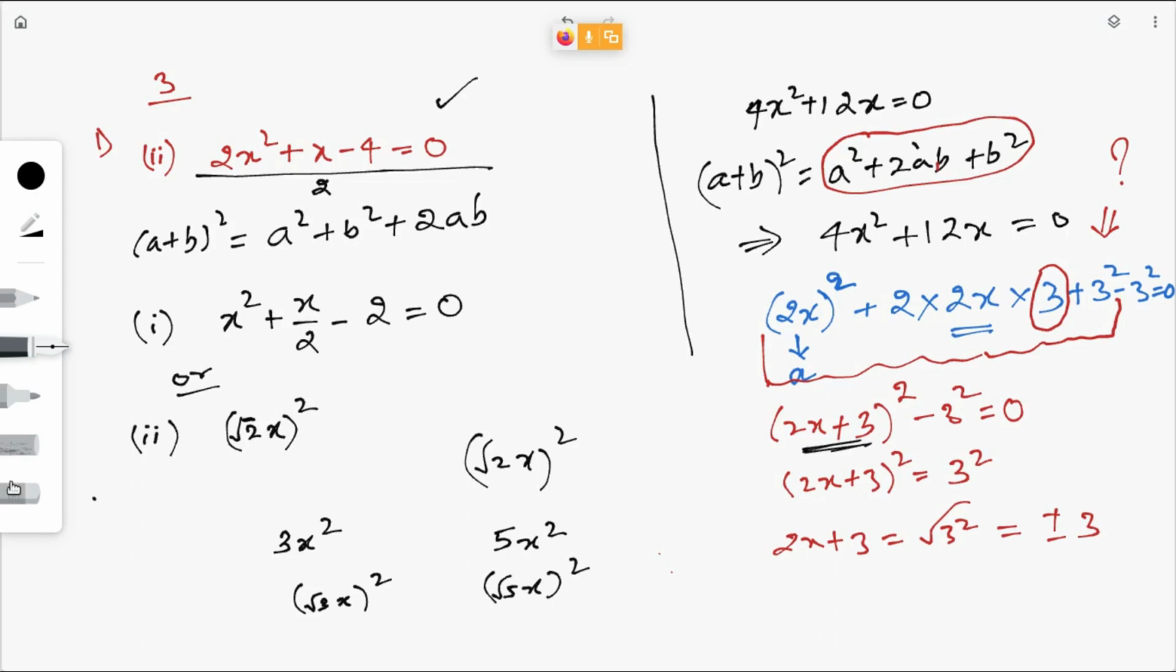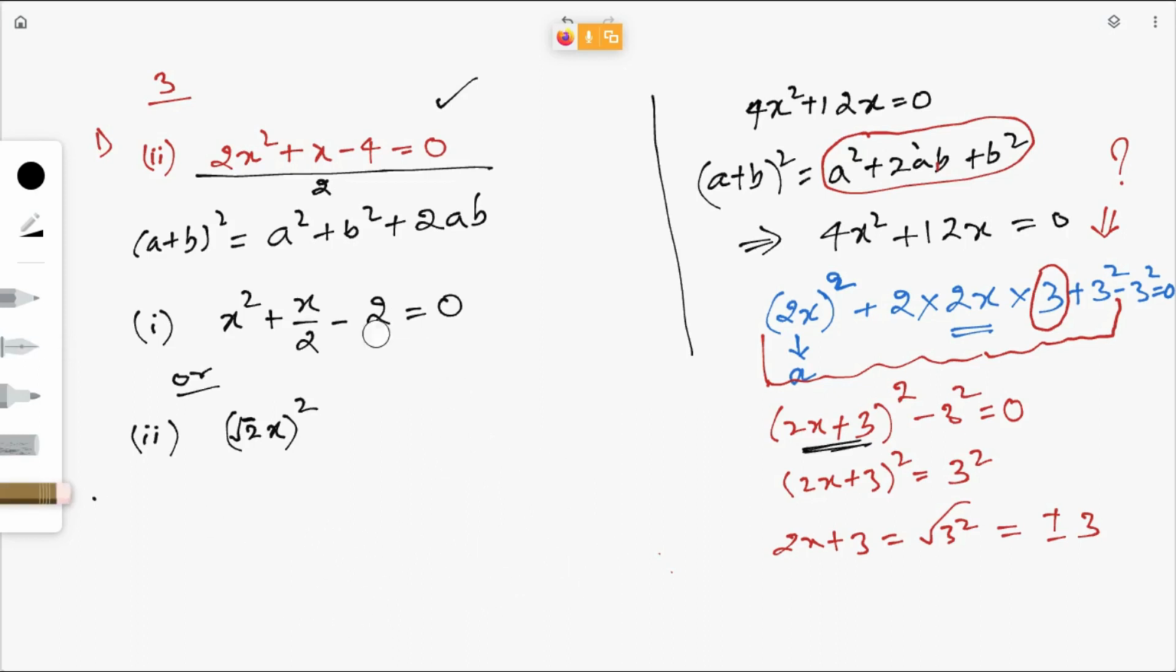Okay, fine. So let me solve both. Okay, let me solve both, and then whichever you are comfortable with, you can choose that method. So here, okay, just take this 2x square as root 2x whole square. Keep other terms as it is. Plus 4 minus 4 is equal to 0. Okay, fine.